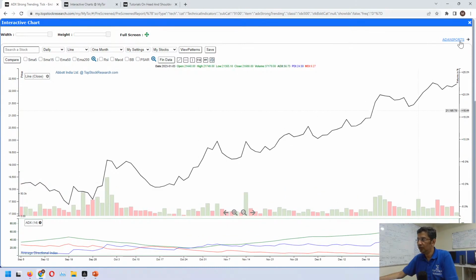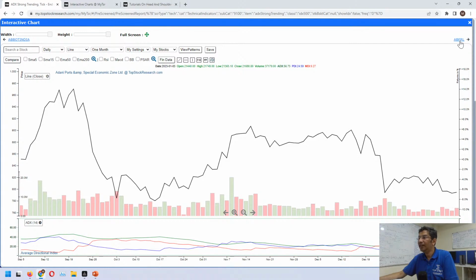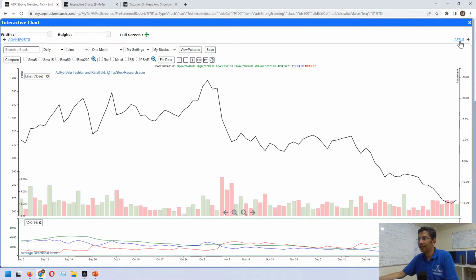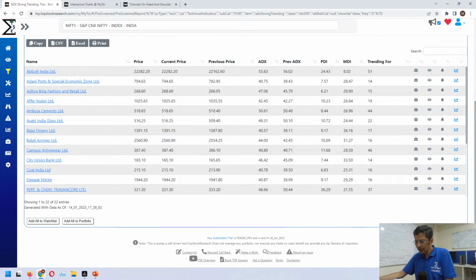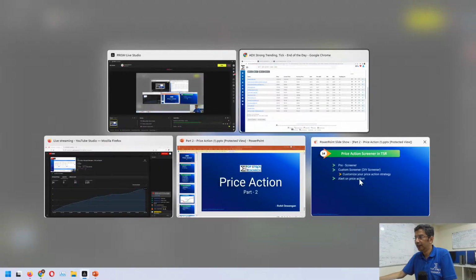Not part of price action, a slight deviation, right? It can be uptrend, it can be downtrend. So ADX is basically trend agnostic. It will tell you both uptrend and downtrend, right? So that's another way of finding this particular thing.